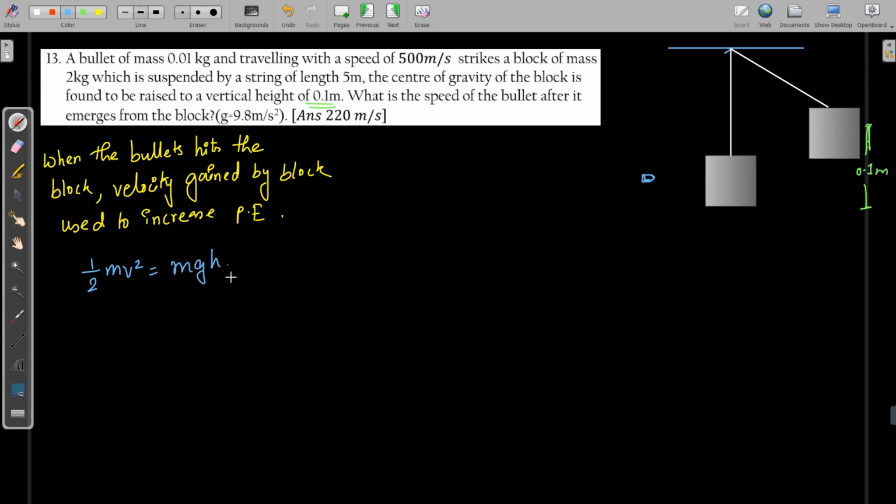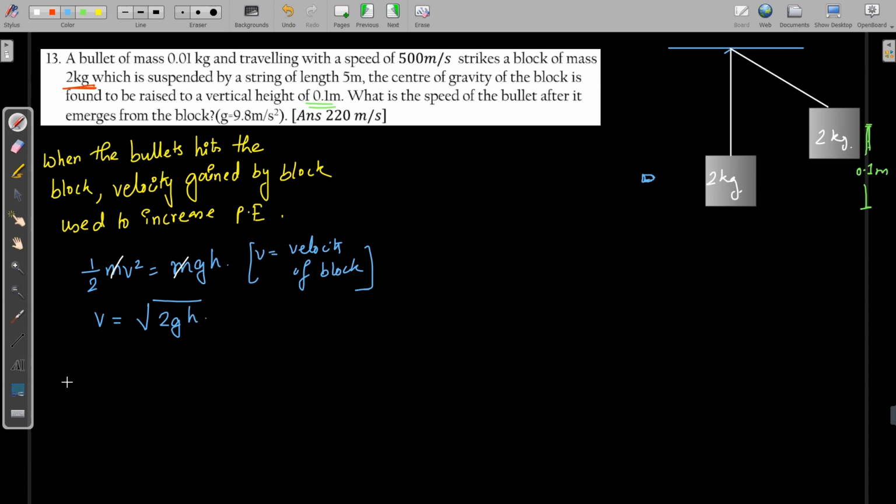So what is v here? v is the velocity of the block. Okay. So what is the block's mass given in the question? Mass is given as 2 kg. So we can say this is a 2 kg block. So m gets cancelled. From here, v square, v becomes root over 2gh. So now v becomes root over 2gh.